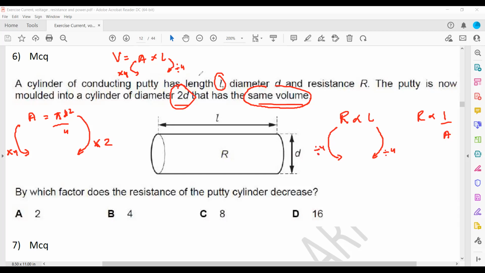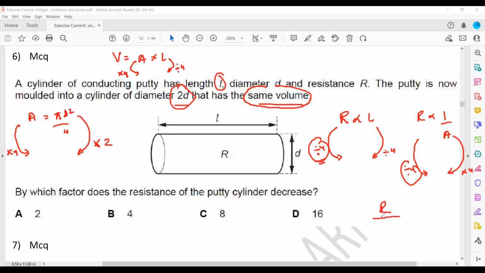And what happened to area? Because the diameter is doubled, the area is increased by 4. So if area is increased by 4, what happened to resistance? The resistance should decrease by 4. So due to the change in length, the resistance decreases by 4. Due to the change in area, the resistance also decreases by 4.